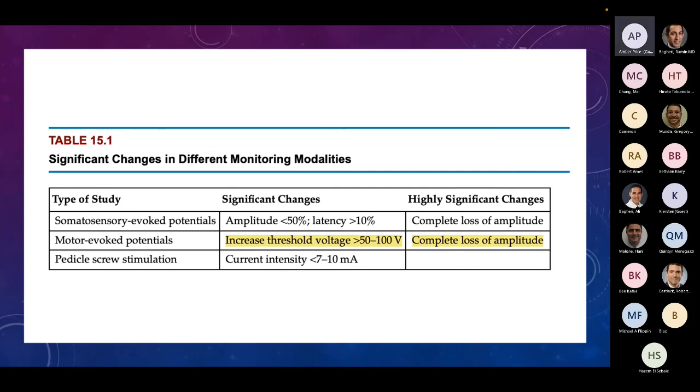As far as significant changes for MEPs, an increased threshold voltage of greater than 50 to 100. I'll talk about this later, as there's some argument regarding what the appropriate voltage threshold is, but everyone is in agreement that a complete loss of amplitude is a highly significant change and should set off warning bells.